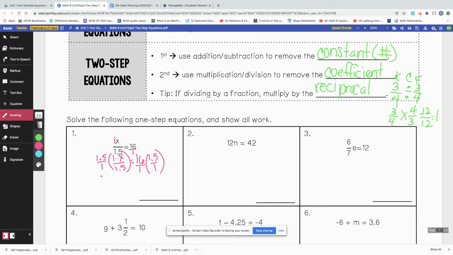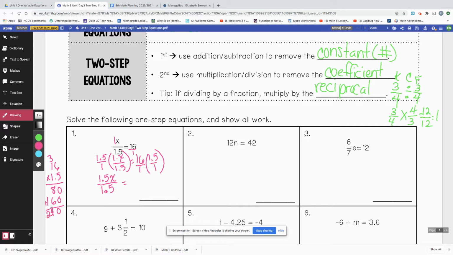So on the left side, I have 1.5 times 1 times x, which is 1.5x in the numerator. The denominator is 1 times 1.5, also 1.5. Set equal to 16 times 1.5. Let's refresh our multiplication. 5 times 6, 30. 5 times 1 plus 3 is 8. 0. 1 times 6 is 6. And 1 times 1 is 1. So add these together and I will have 240.